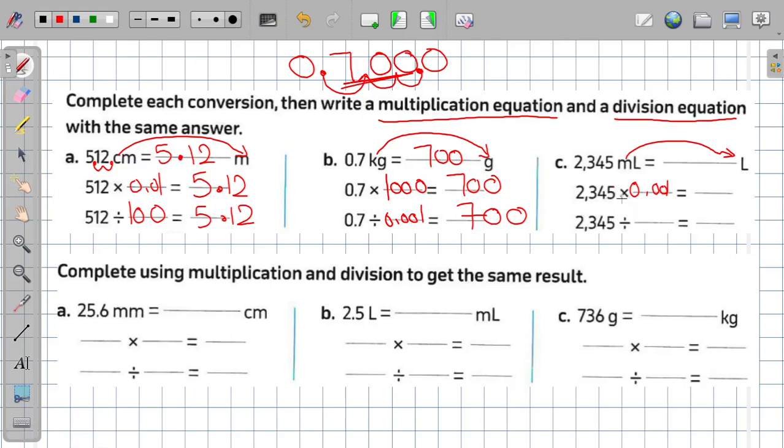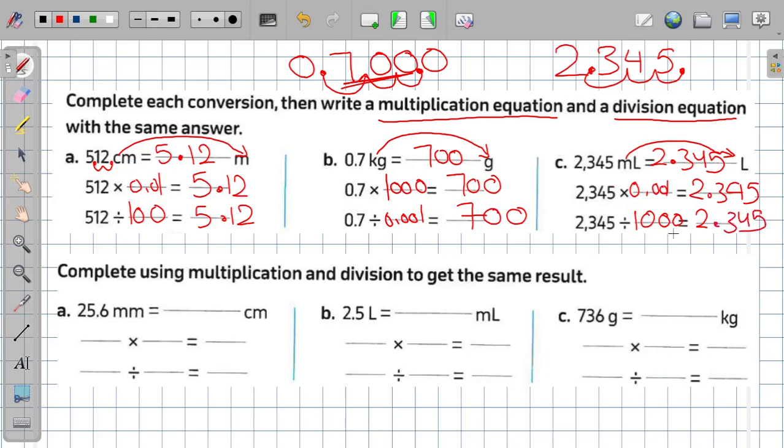So if we multiply by 0.001, we can divide by 1000. Okay, so we will move the decimal point 3 places to the left. So I have 2, 3, 4, 5, and the decimal point is right here. So I have 1 place, 2 places, 3 places. So the decimal point will be between 2 and 3. So I have 2.345.